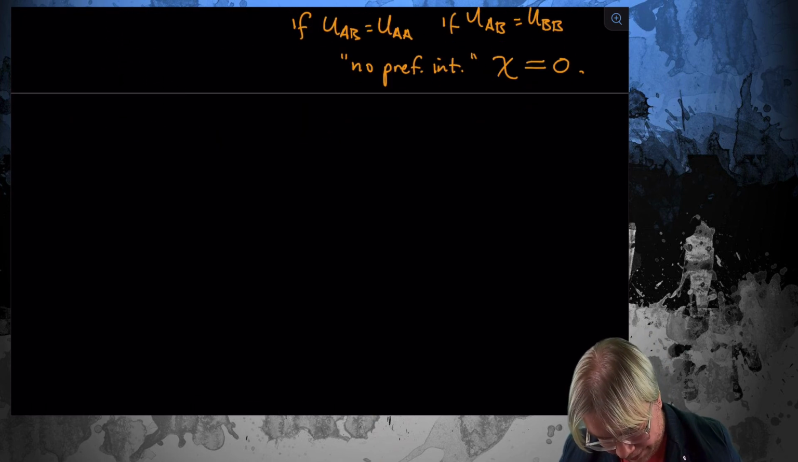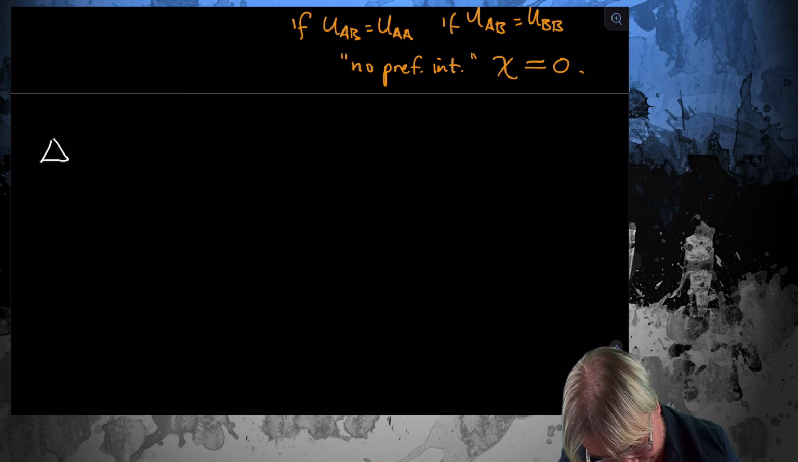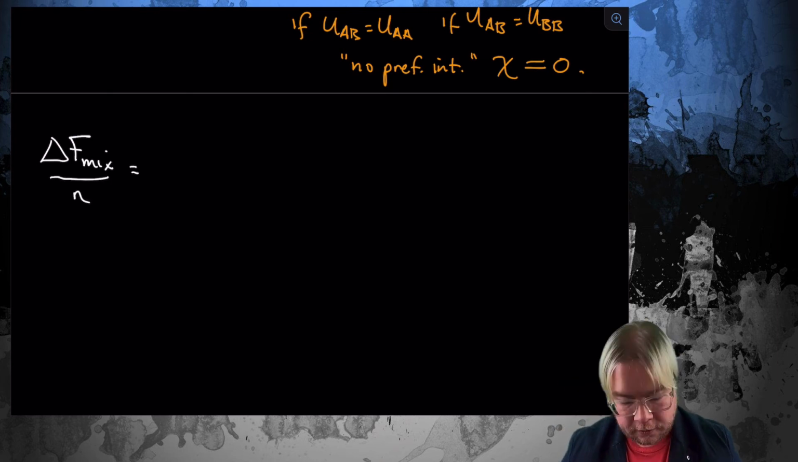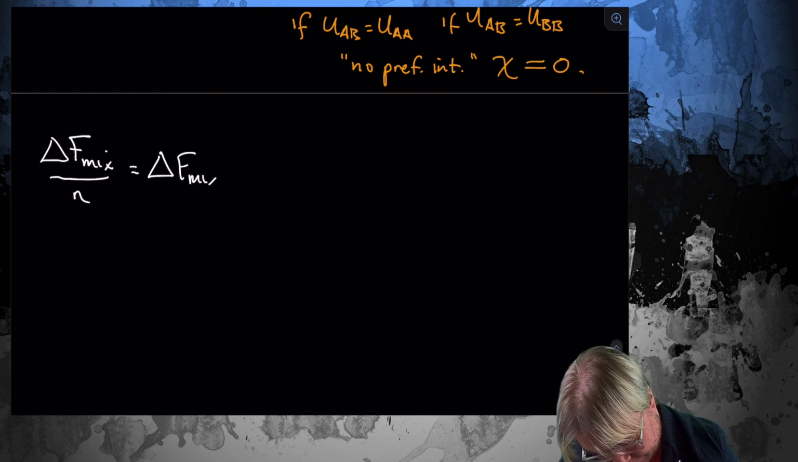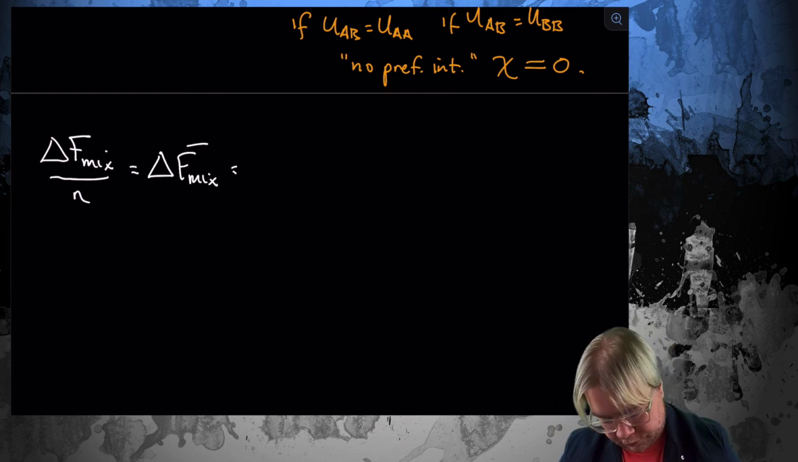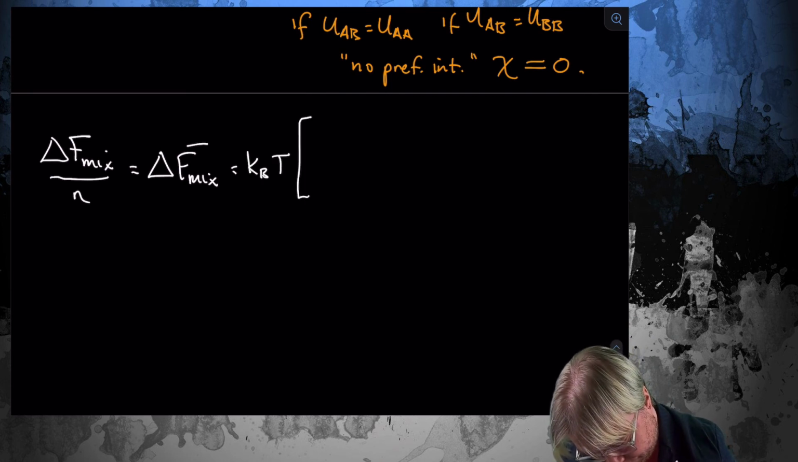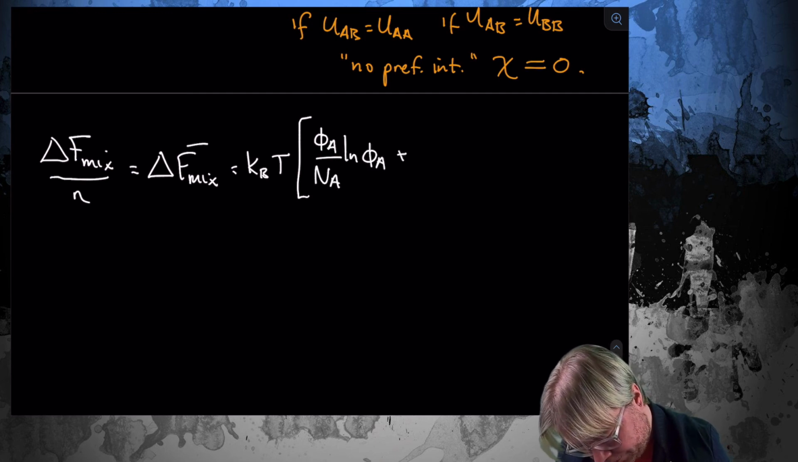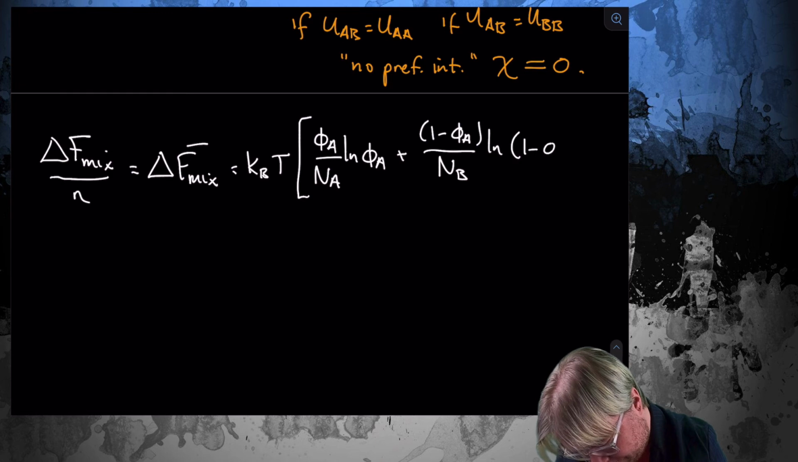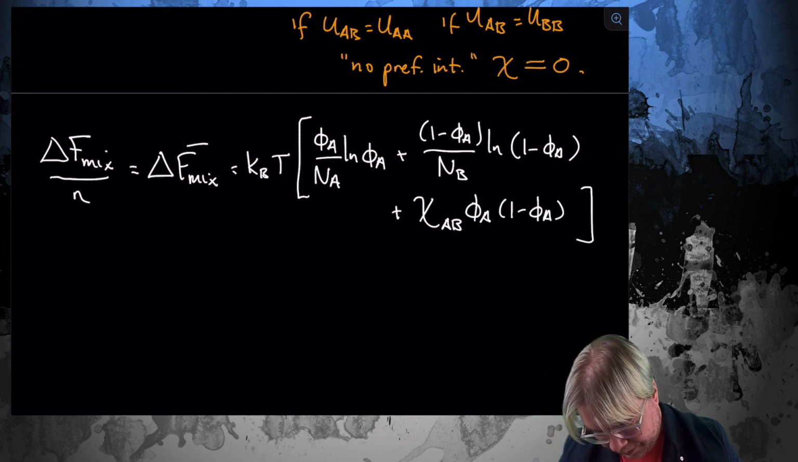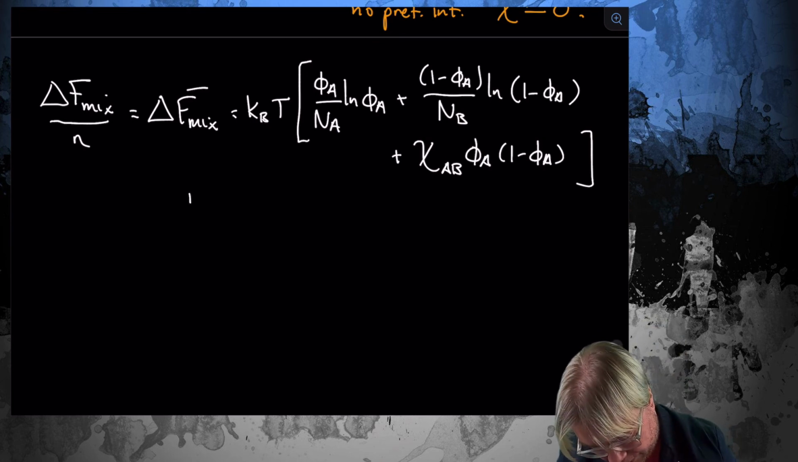So with that said, the full expression that I have for the free energy of mixing per lattice site, which again is delta F mix with the bar on top, is equal to kBT times phi A divided by NA log of phi A, plus phi B divided by NB log of phi B, and then plus chi times phi A times 1 minus phi A. And that's the form that we're used to. So this is what we call the Flory-Huggins equation.